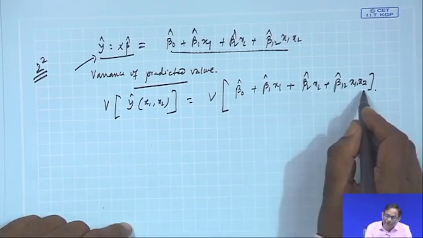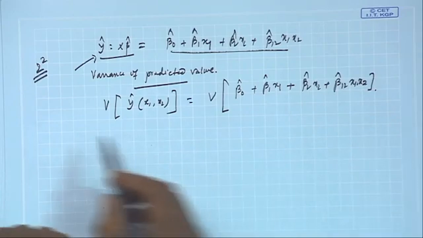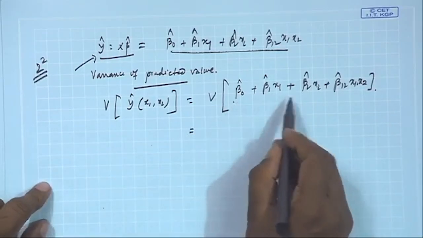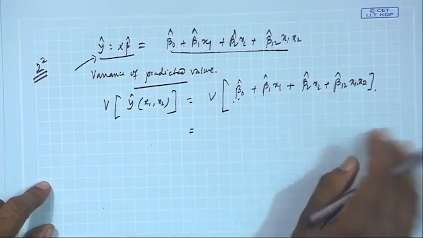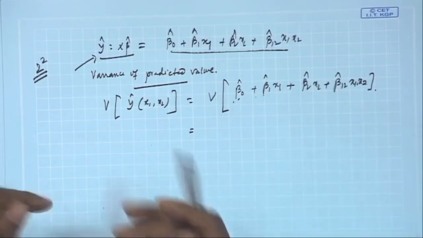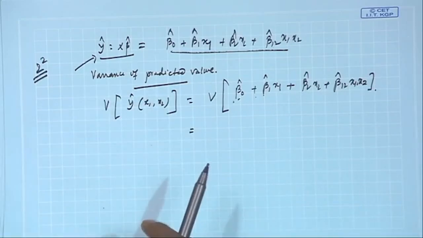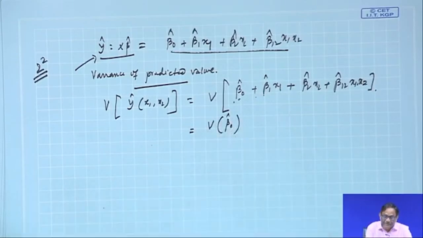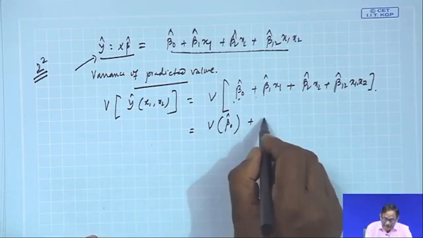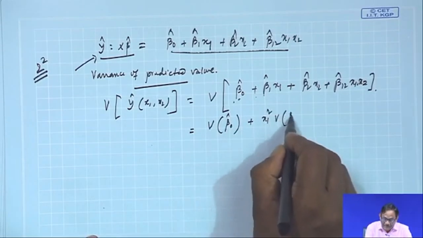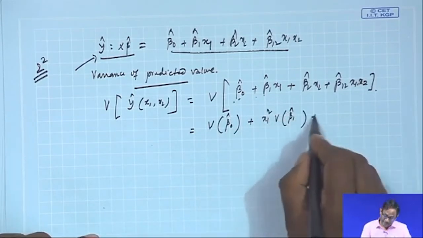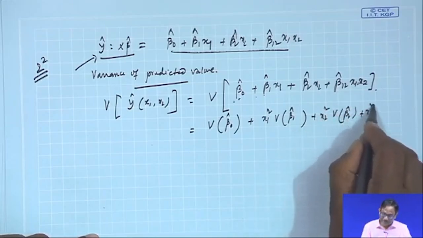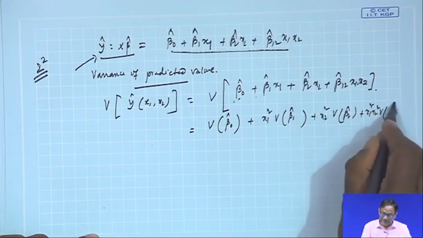Now, x 1, x 2, all those things are fixed values because you have seen the design matrix. Again, what I mean to say is that this is an orthogonal design, so you have seen that the covariance part of beta 0 is 0. Because of independence, we can write that this is the variance of beta 0 cap, plus x 1 square variance of beta 1 cap, plus x 2 square variance of beta 2 cap, plus x 1 square x 2 square variance of beta 1 2 cap.